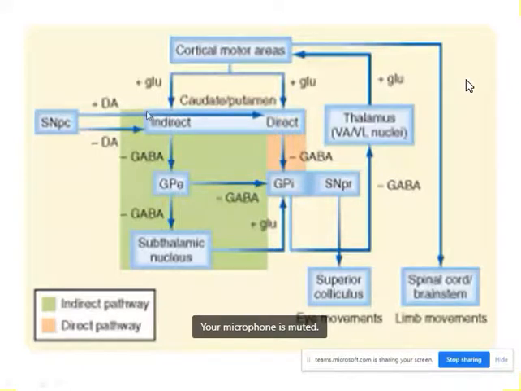Dopamine is having an inhibitory effect on the indirect pathway striatum, but dopamine is having an excitatory effect on the striatum of the direct pathway. Can anyone tell me why this same type of neurotransmitter is having a different effect on the striatum of the direct and indirect pathway? Anyone can tell me? If you cannot tell me, then I will let you know.